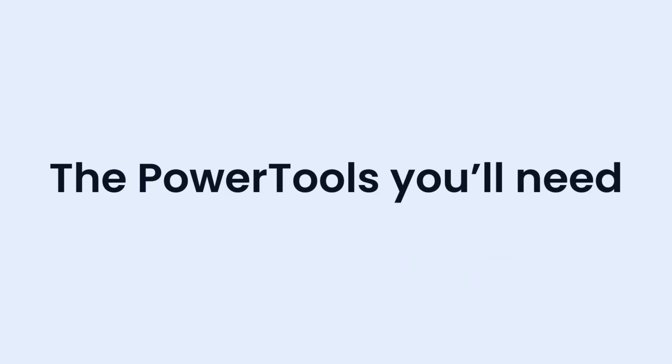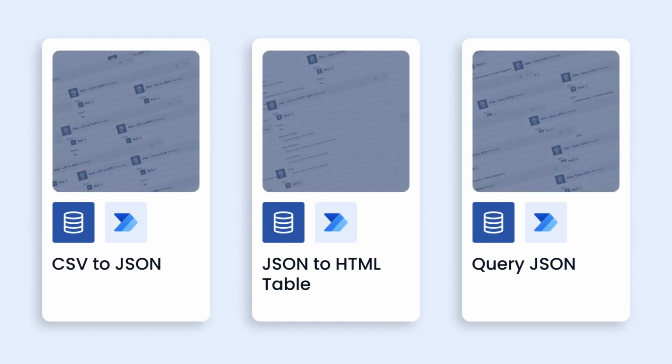These are the three PowerTools we're going to be using for this flow. CSV to JSON, which will convert our CSV file into a JSON format. JSON to HTML table, which will let us embed the data into our email. And query JSON, which will extract the specific bits of data from the table which we ask it to.